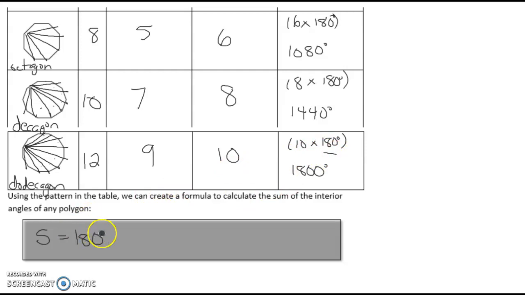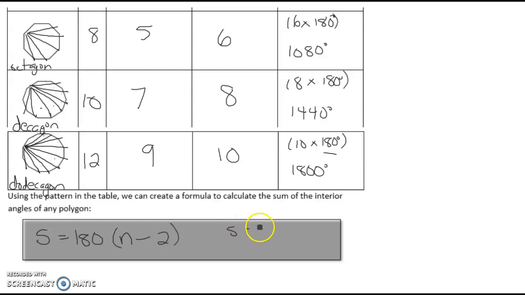Okay, so 180 degrees. And then if we look here, we had the number of sides, say 12, and then we had 10 triangles. Here, number of sides, 10. We made 8 triangles. Number of sides, 8. We made 6 triangles. Are you seeing a pattern there? So to go from sides to the number of triangles, we subtracted 2. 10 to 8, subtract 2. 12 to 10, subtract 2. So we do number of sides, which is our n, subtract 2.